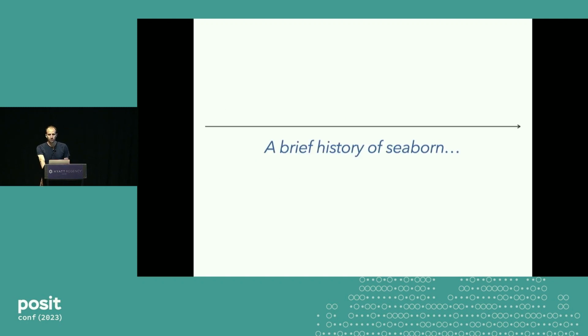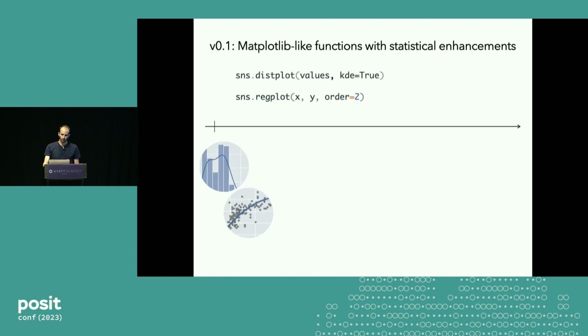So this talk is going to be about what I've learned over the past decade or so of Seaborn development and how that's informed the current and future directions of the library. Seaborn started out with pretty humble ambitions. It was essentially a toolbox or an extension to matplotlib that offered a few plotting functions with statistical capabilities, doing things like fitting a kernel density estimate to a histogram or a linear regression line to a scatter plot.